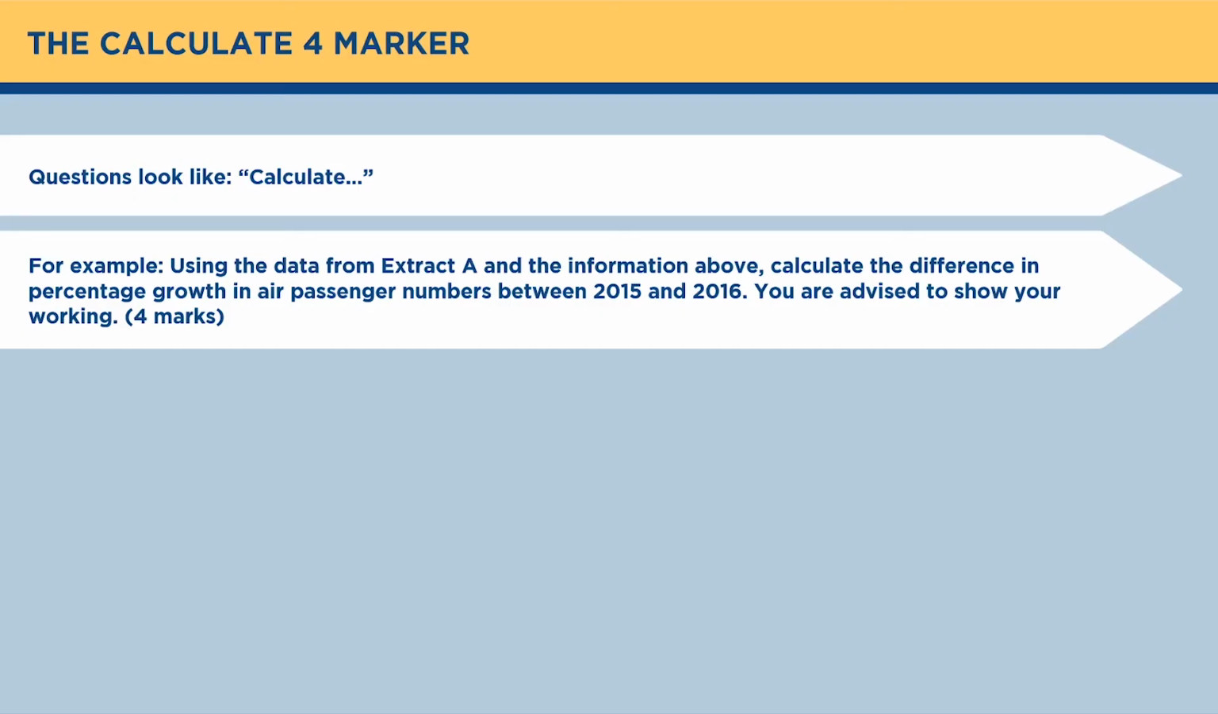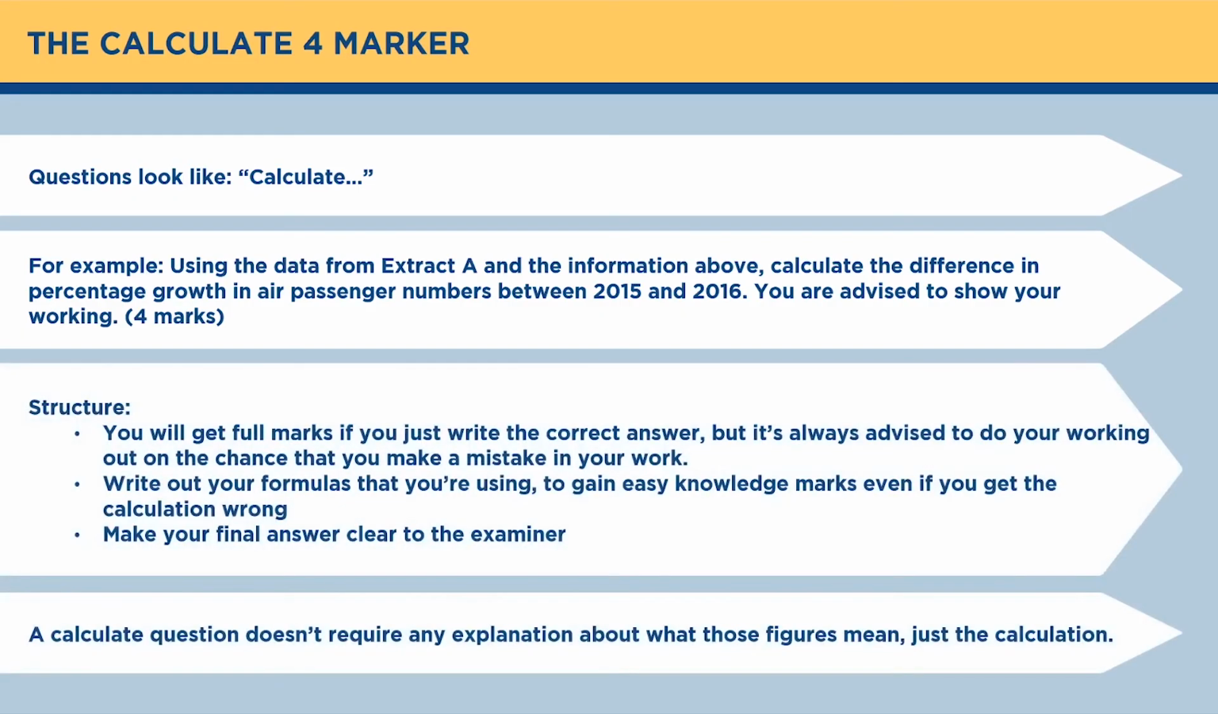For this example: using the data from extract A and the information above, calculate the difference in percentage growth in air passenger numbers between 2015 and 2016. You are advised to show your working. So for your structure here, you'll get full marks if you just write the correct answer, but it is always advised to do your working out.